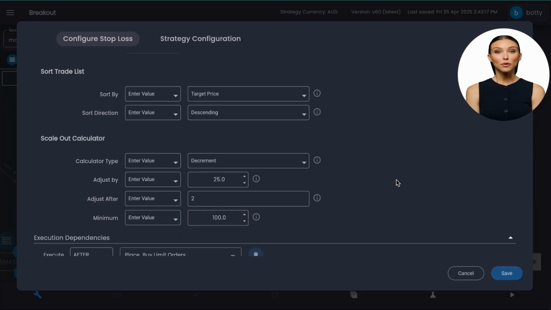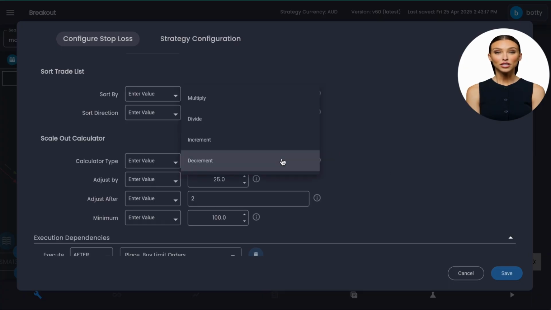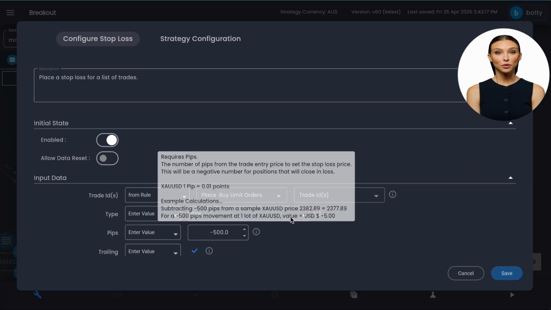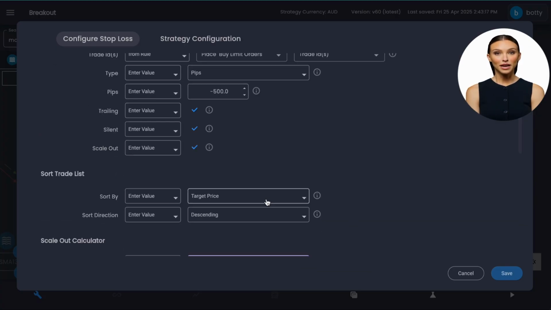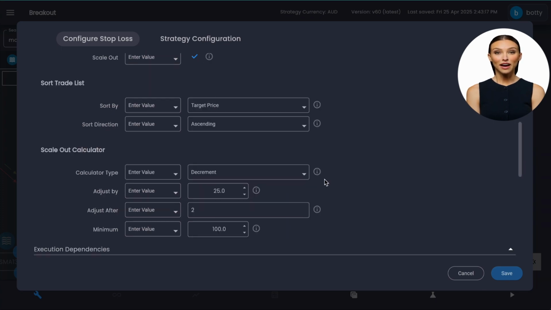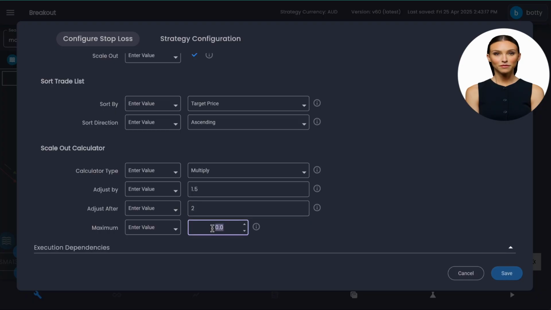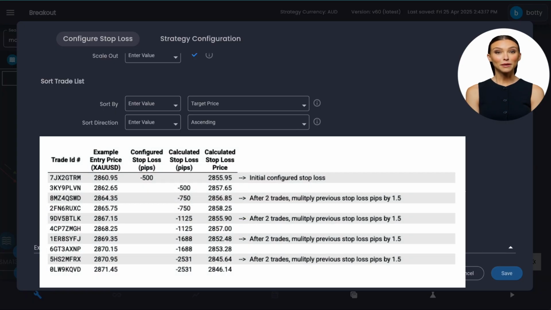As an illustration, we've configured the stop loss rule to set the stop loss for the first trade in the sorted list to 500 pips. The scale-out configuration sorts the trades by target price in descending order, from highest to lowest entry price. The calculator type is set to multiply, and we adjust the stop loss value by multiplying the previous stop loss by 1.5 after every 2 trades in the list, effectively increasing the stop loss by 50% at those intervals. The stop loss target prices for 10 sample trades in gold against the US dollar passed to the stop loss rule would be calculated accordingly.